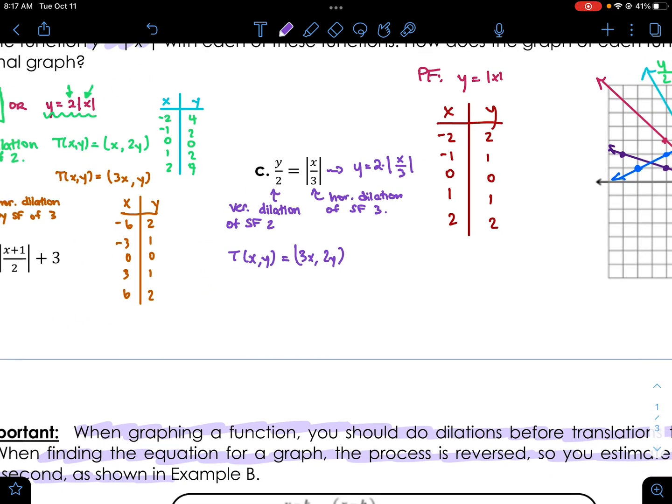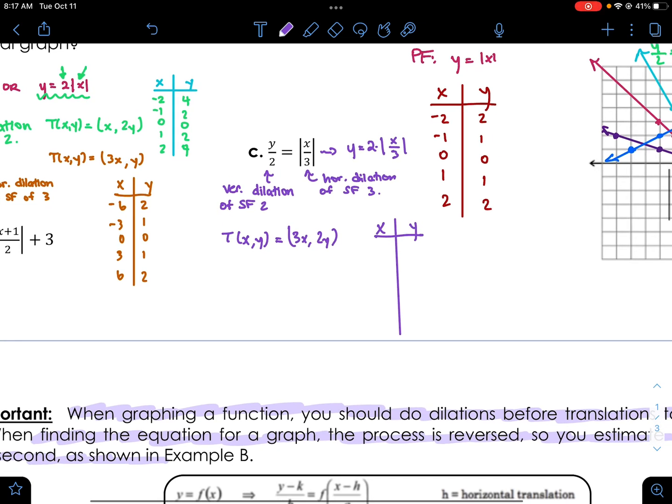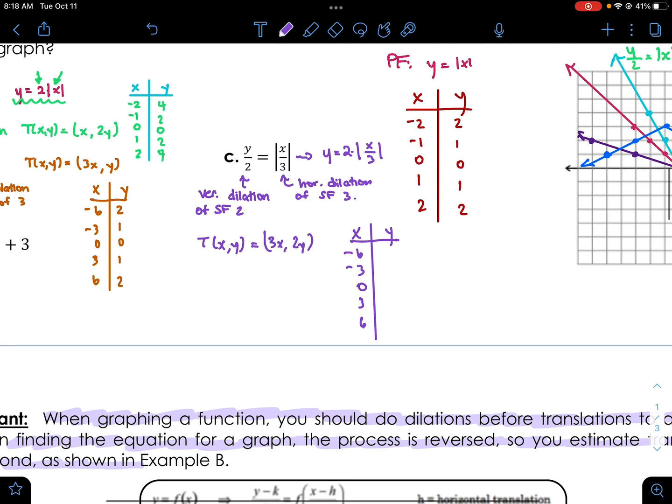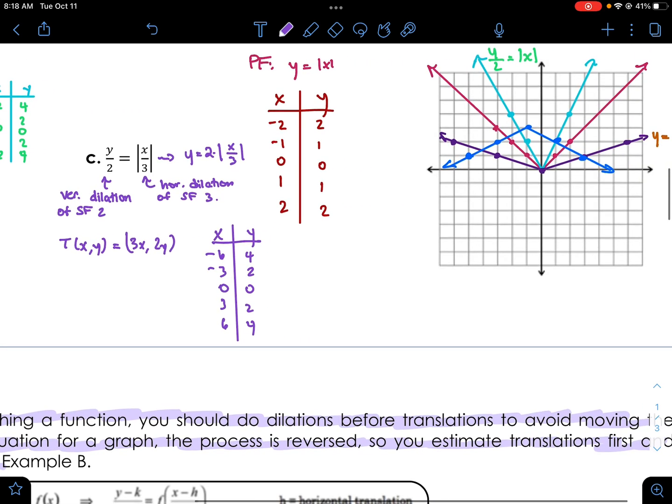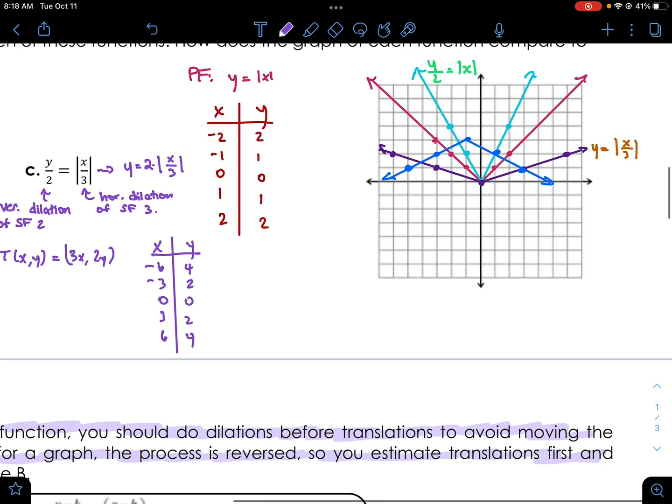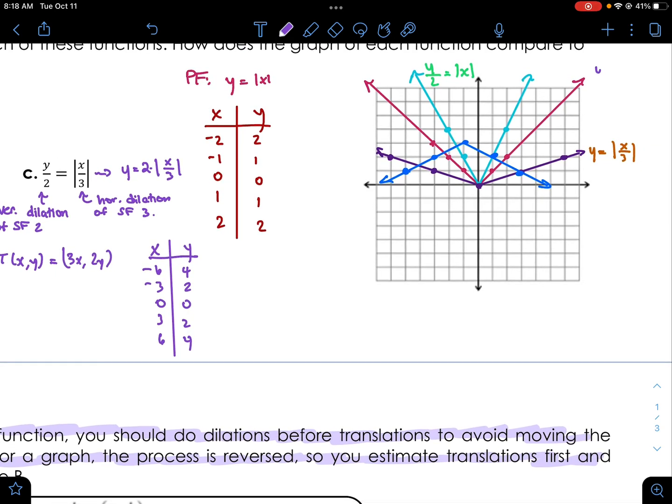Again, you take your parent function, and you take the 5 points in there, and you multiply your x values by 3 and your y values by 2. So that would give you -6, -3, 0, 3, and 6. And then your y values would be 4, 2, 0, 2, and 4. And so that's going to give you our red graph here. So this red graph would be y divided by 2 equals the absolute value of x divided by 3.